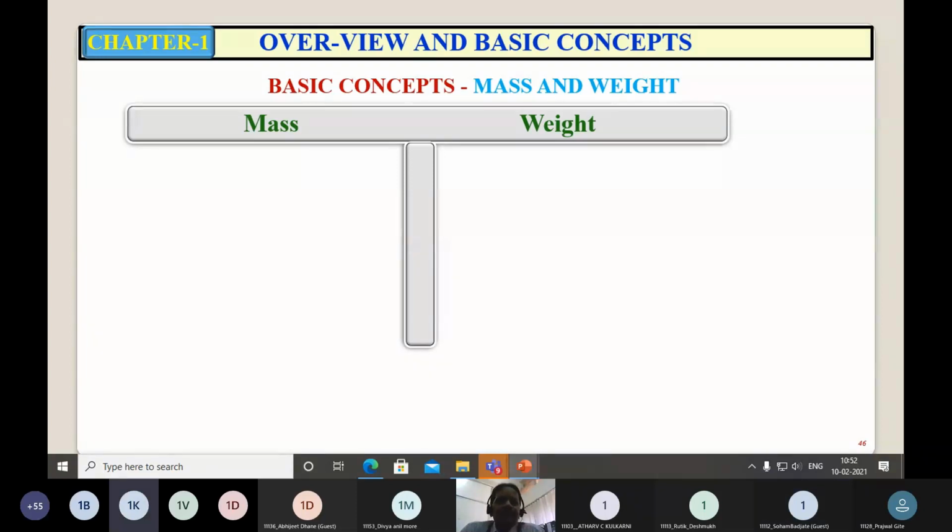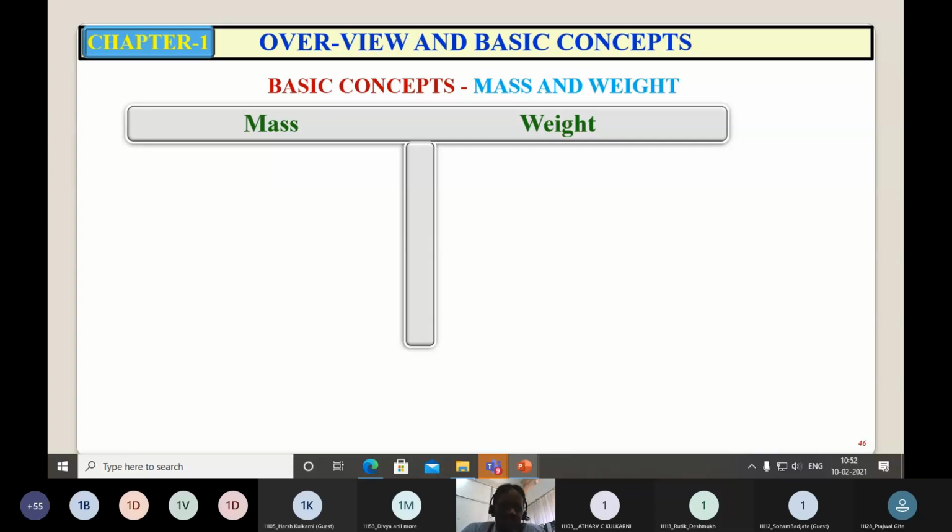Sir, mass is a physical property of matter which determines the amount of content in matter. Very good. So mass is the quantity of matter. Sir, mass is the measurement of the amount of matter in the object and is measured in gram and kilogram. Correct. So mass is the quantity of matter contained in a body, and it is measured in grams or kilograms.